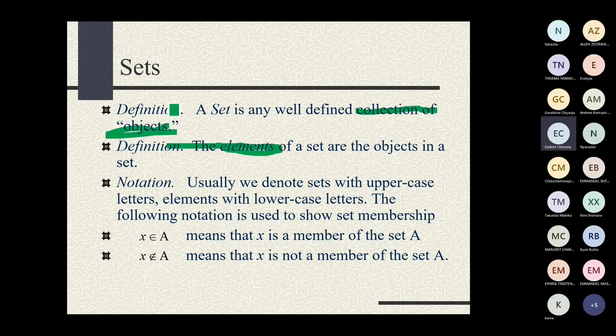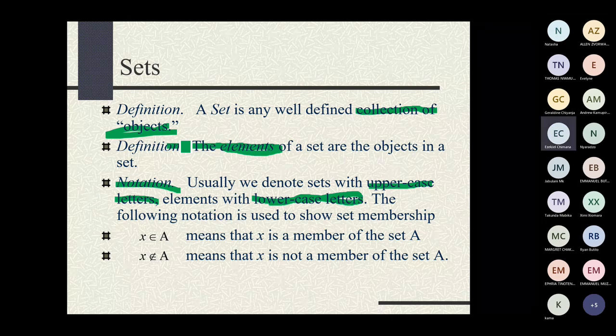There are some notations that we usually use when describing sets. Usually we denote sets with uppercase letters and elements with lowercase letters. So whenever you have a set, for the set name we normally use an uppercase letter, and for the elements we normally use lowercase letters.